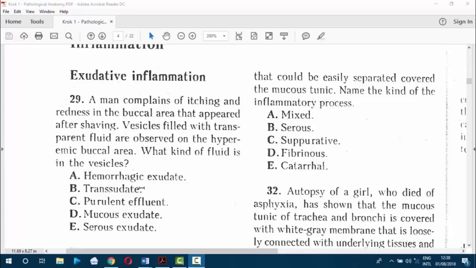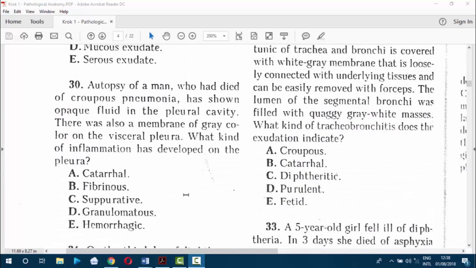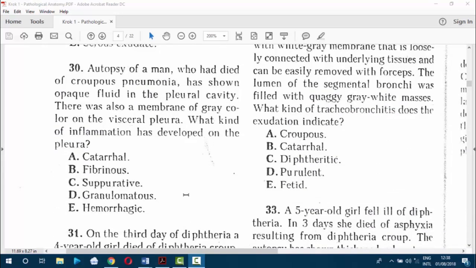So, with a description of all these things, the correct answer is serous exudate. Serous exudate, because it is clear, it's a transparent fluid. So, answer is E. 30.